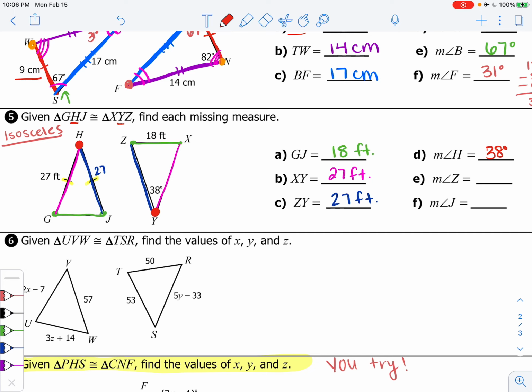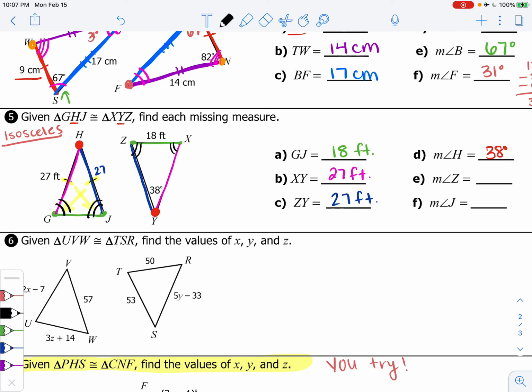Now, for the next two, angle Z and angle J, I only know 38 degrees. But what I do know is that there is another property of an isosceles triangle. And that is that the angles that are opposite of the two sides that are congruent are also congruent to each other. So that means that these angles are congruent here. And then these angles must also be congruent. So that helps us to find the angles that we want.